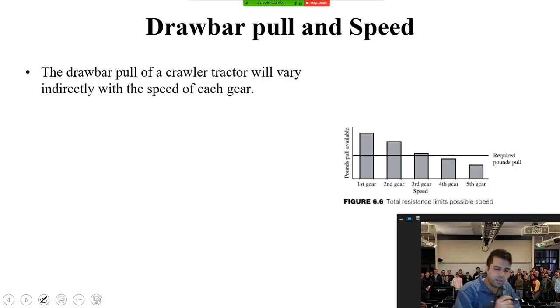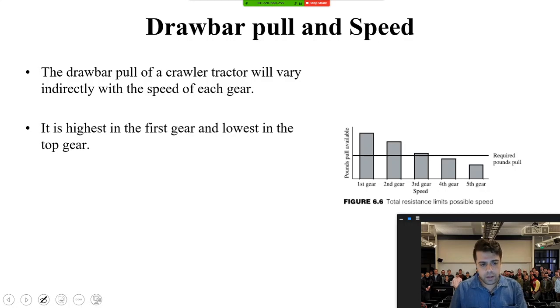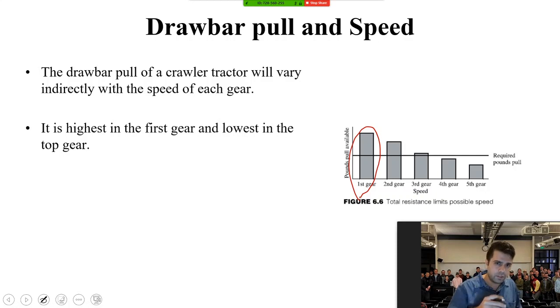So if you are hauling another car with your car, if you want to go super fast, then the pulling capacity of your car will decrease. The slower you move, the higher pulling capacity you can generate with your vehicle. That's how it works. It is highest in the first gear, as you can see. As the speed is low, the first gear has the highest drawbar force, and the highest gear has the lowest. So the highest drawbar pull is for the lowest gear.